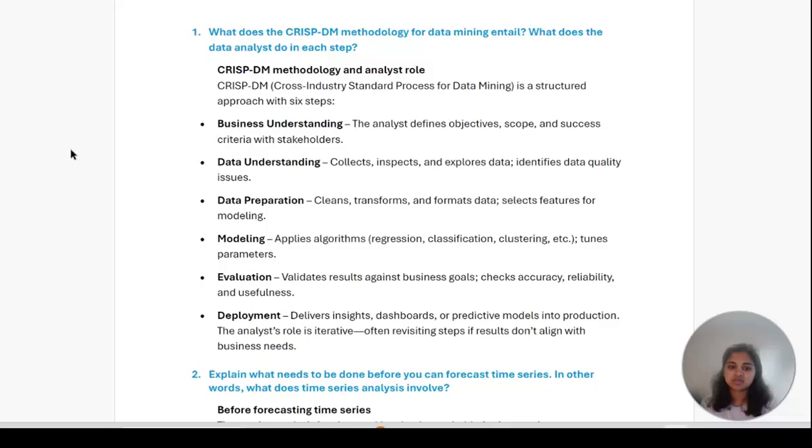The last step is deployment, which delivers results, whether a report, a dashboard, or predictive models, into production. As a data analyst, I stay flexible because I am often revisiting steps if results don't align with business needs.